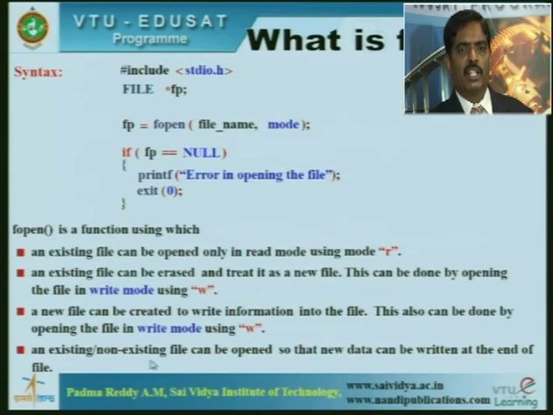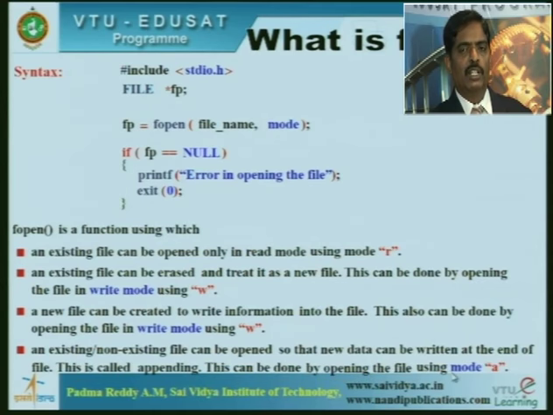An existing or non-existing file can be opened so that new data can be written at the end of the file. This is called appending, and this can be done by opening the file using the mode A. So if I write R within the double quotes, we are opening the file in read mode. If I write W here, we are going to create a new file. If I write A here, we may append into the existing file, at the end of the file. Now we know what is fopen and how to use it.